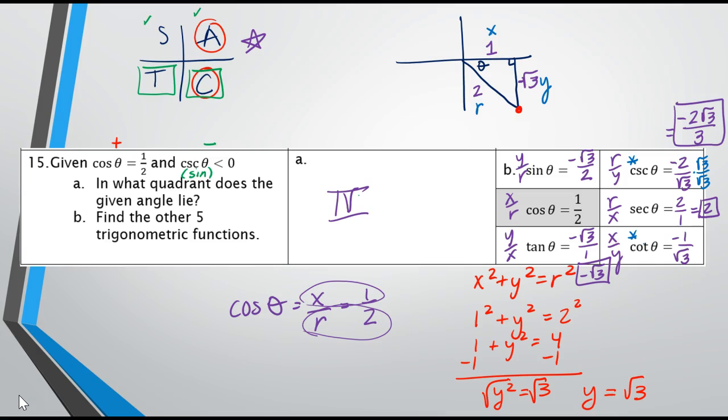And then for cotangent, we're going to do the same thing. We're going to multiply by the square root of 3 over itself. And I'm going to write this underneath. If I multiply straight across, I have negative 1 times the square root of 3. I don't have to write the 1, so I'm just going to write the negative square root of 3, and then my denominator would just turn into a regular 3. So that would be all 6 of my trig functions.